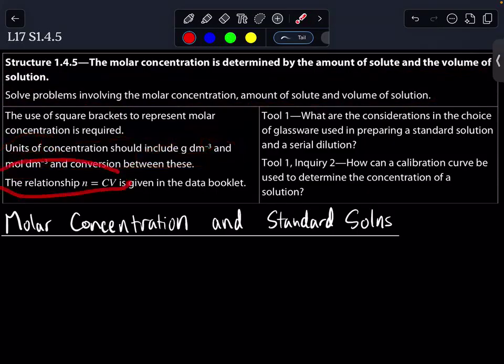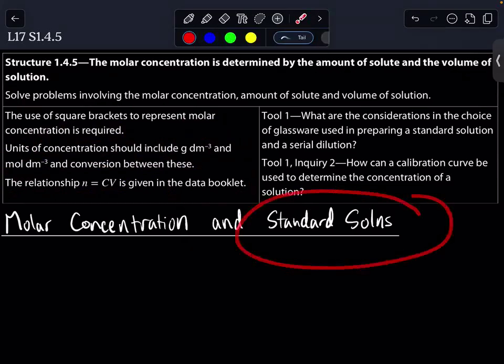The relationship n equals c times v will be in your data booklet, so you don't have to memorize it. However, it's kind of self-explanatory given the units, and we'll talk about that as well. So with that said, let's go straight into molar concentration. And as a little extra, we're going to talk about standard solutions at the end of this as well.